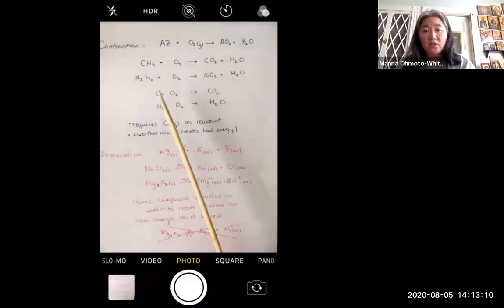Sometimes I'm combusting just singular elements, and usually they create things that you're familiar with. For example, carbon in the presence of oxygen will create carbon dioxide, and H2 and O2 will create H2O. One of the things about a combustion reaction is that it requires oxygen gas as a reactant, and it's exothermic and creates a huge amount of heat energy.